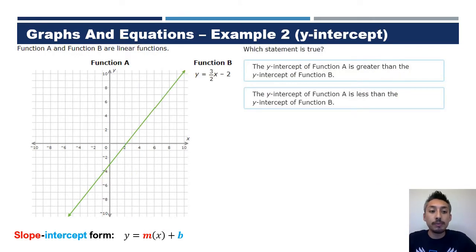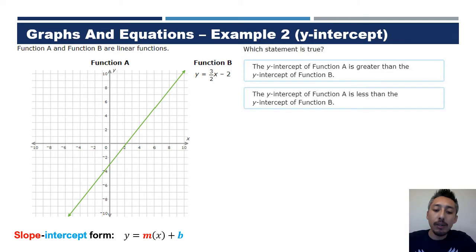Here's example number 2. Very similar to the first one, we have 2 functions. They're both linear functions. We have function a, which is a graph, and function b, which is an equation. But the main difference is that this time, we're being asked to compare not the slopes, but the y-intercepts. The question asks, which statement is true? The y-intercept of function a is greater than the y-intercept of function b, or the y-intercept of function a is less than the y-intercept of function b.